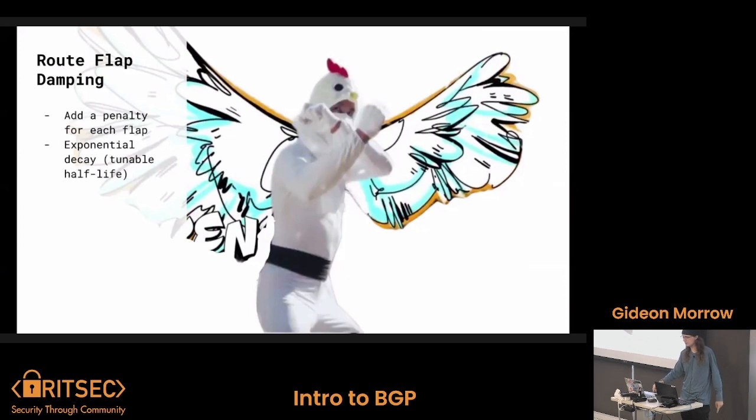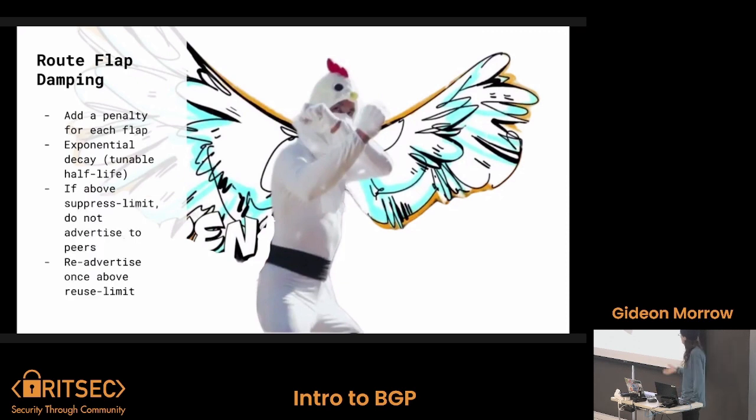So for every flap you get a penalty, and then you have exponential decay. So you can tune the half-life. That's the knob you tweak. And then if it's above the suppress limit, you don't advertise it to peers. And then you re-advertise it once it's below the reuse limit. Basically, that way you don't end up flapping with your route flap damping.